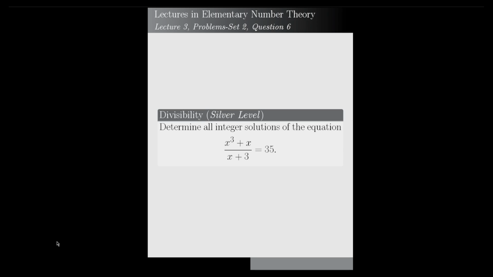Hello, in this video I'm going to solve question 6, problem set 2, lecture 3, Lectures in Elementary Number Theory. Determine all integer solutions of the equation (x cubed plus x) over (x plus 3) equals 35. Pause the video at this point and give it a try.